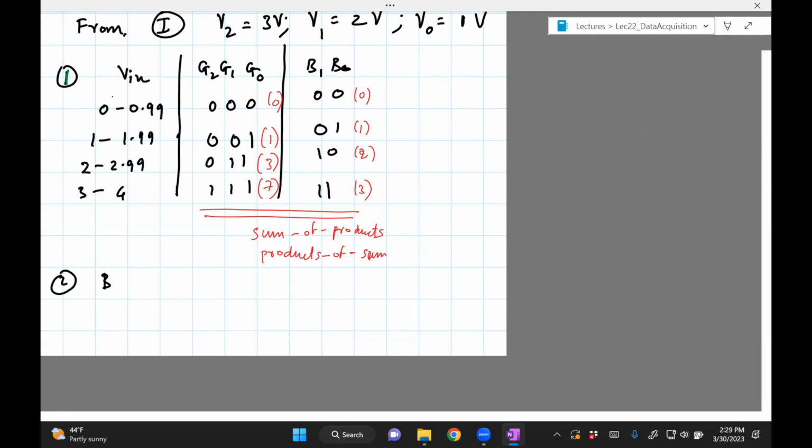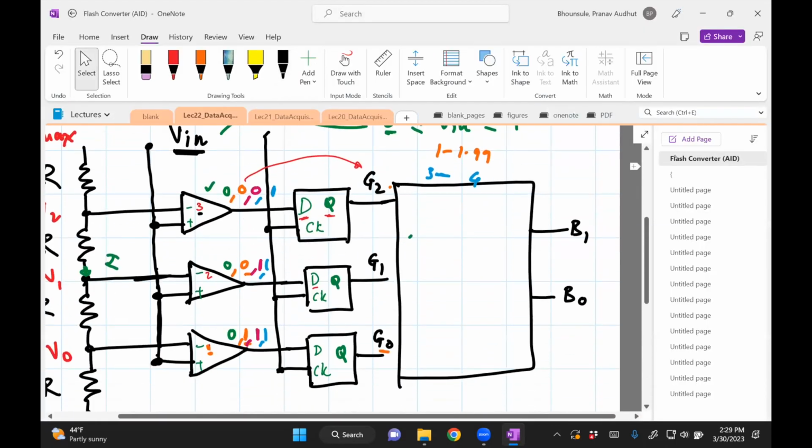B0 equals G0 times G1 bar plus G2. And B1 is simply G1. Okay, so this is the logic which converts whatever I've written down here to the one on the right. So this one requires a NOT gate, an AND gate, and an OR gate, and this one is just outputting G1. So once I get these two, I can go back in the circuit and redraw whatever I want here. So G1 directly feeds into B1.